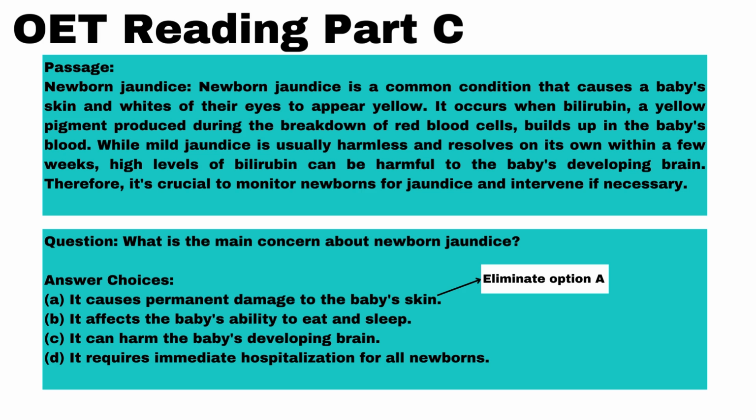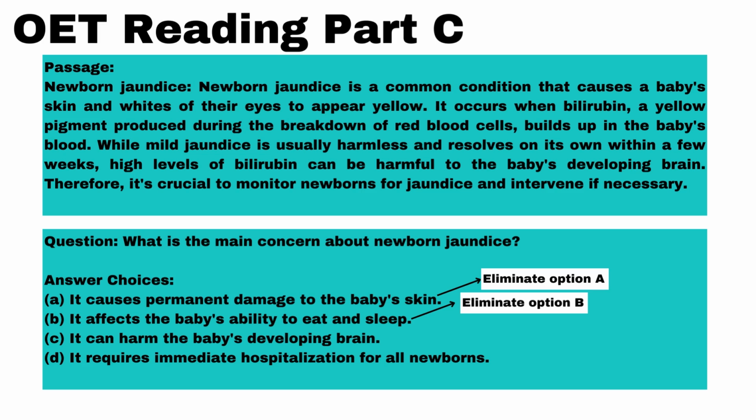Option A is clearly incorrect. The text mentions skin color change, not permanent damage. So eliminate this option. Now let's explore the elimination reason for this option. While the text mentions the yellowing of the skin, it clarifies that the condition is typically harmless and resolves on its own. There's no mention of permanent damage. The clue in the text advises us to look for phrases like "usually harmless" and "within a few weeks" to contradict the permanency mentioned in this option.